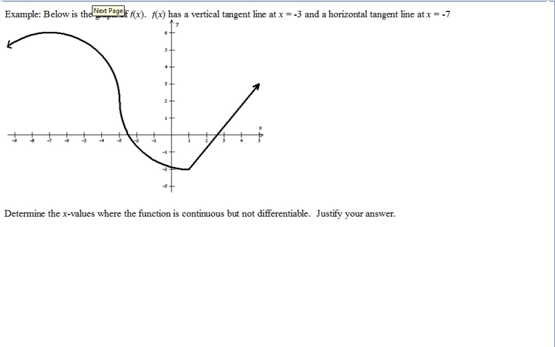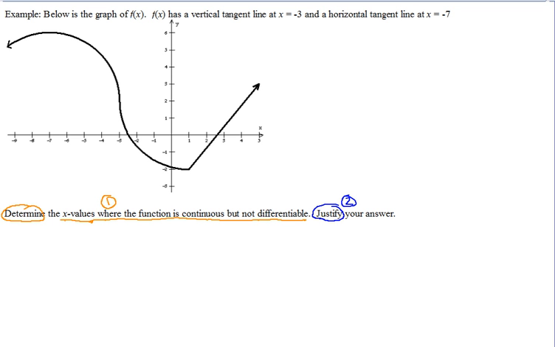Okay, now let's take a look at a specific graph and try to look for these places. It says determine the x values where the function is continuous but not differentiable. That's the first thing we're doing. And then also justify your answers. So below we've got the graph of f of x.